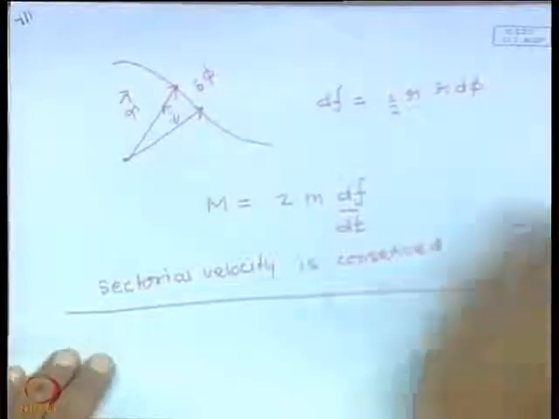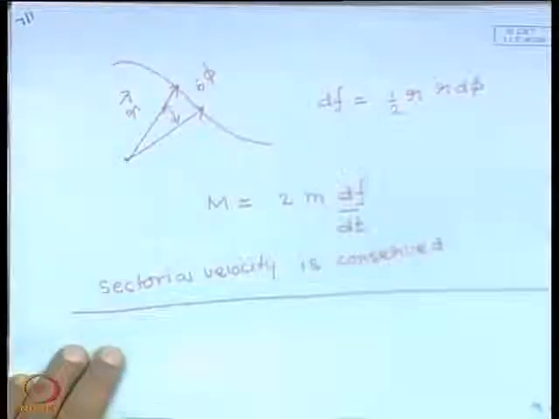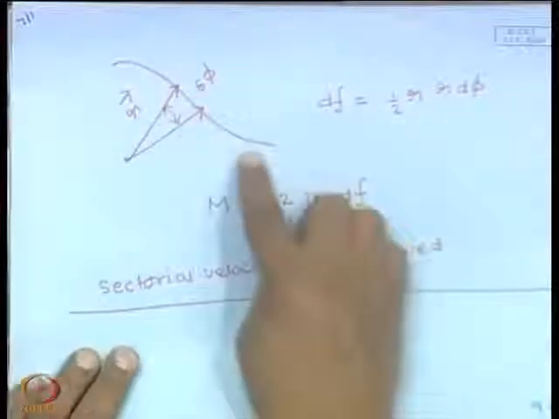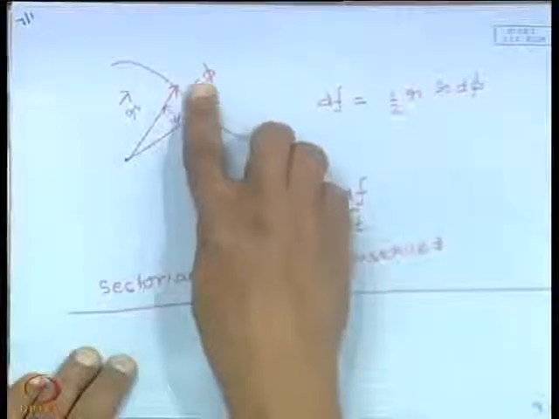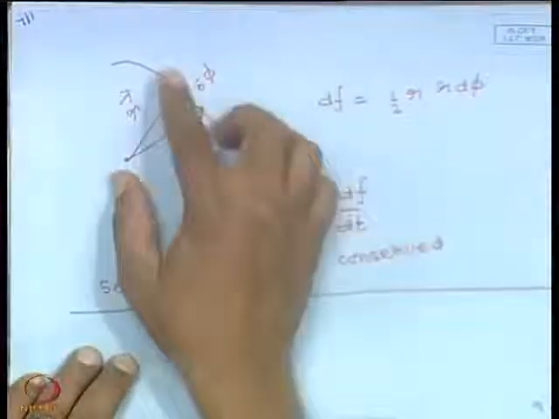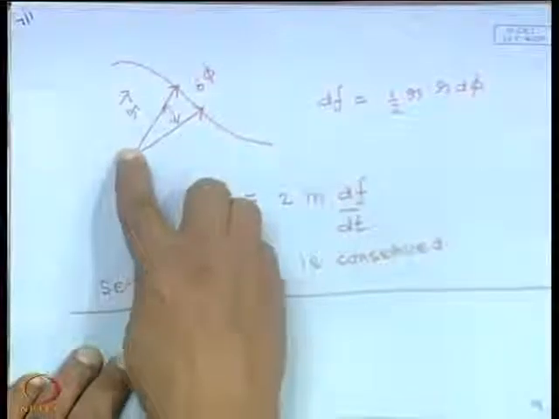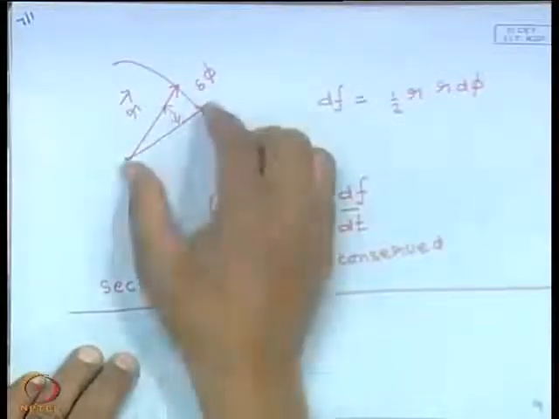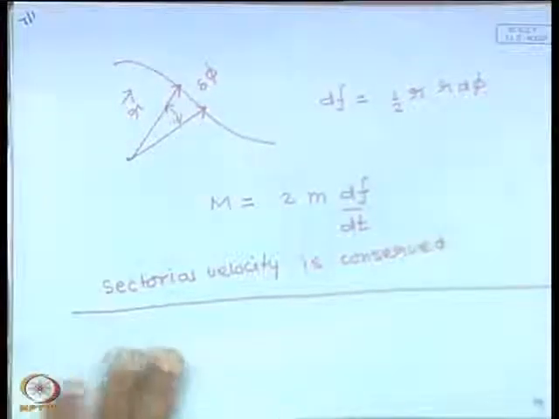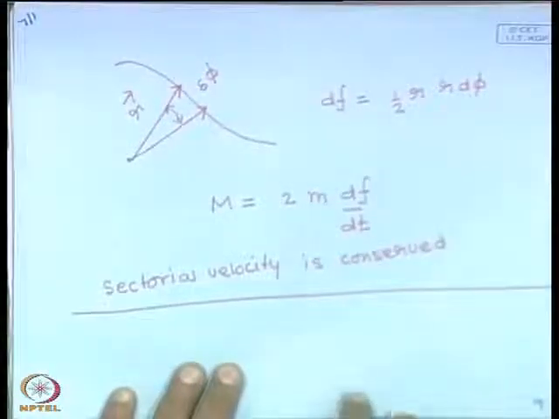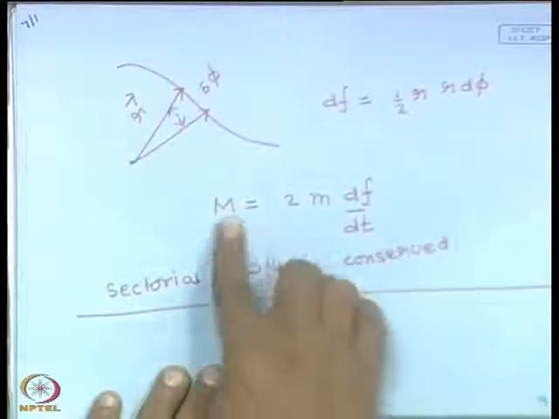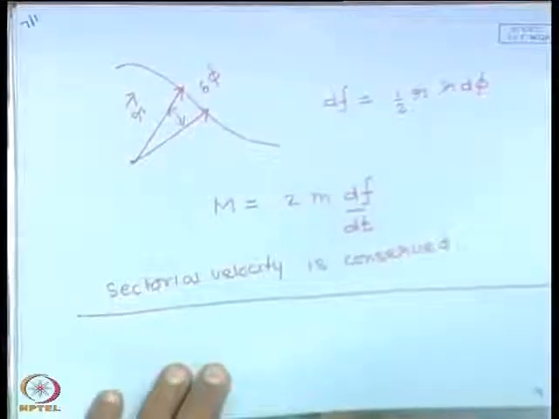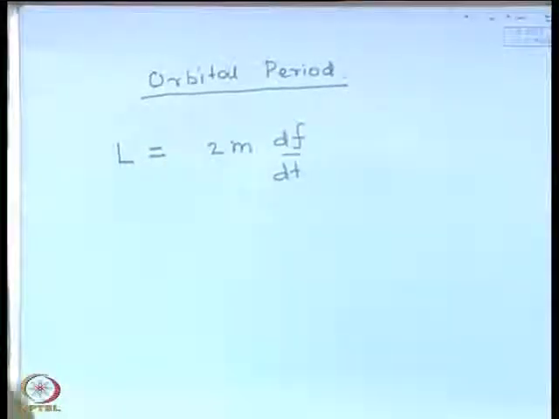any central force problem, whatever be the orbit, in this orbit, this is the center of force, the area subtended by the orbit at the center of the force, the rate of change of that area is constant, right. This is what we worked out. So the sectorial velocity is constant, is conserved. It is related to the angular momentum. Okay, we saw this is true for any central force problem.